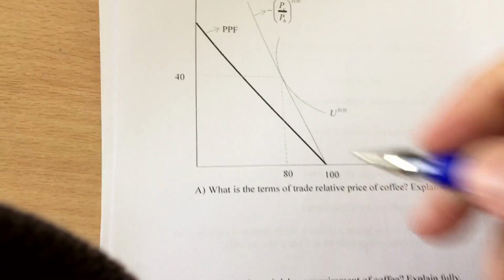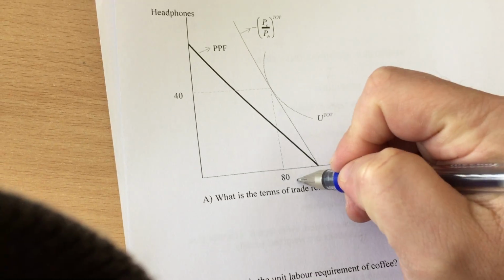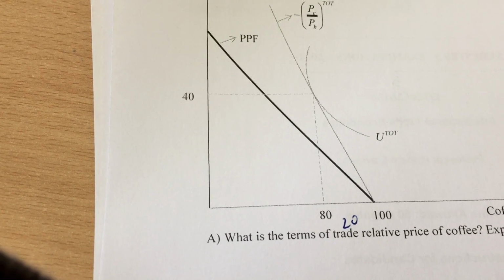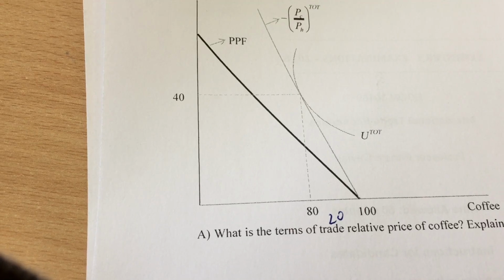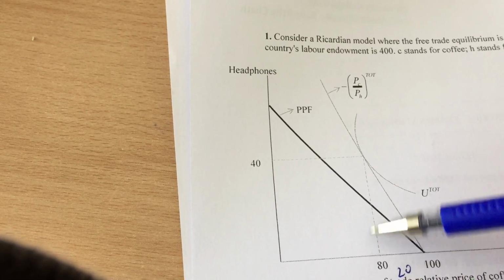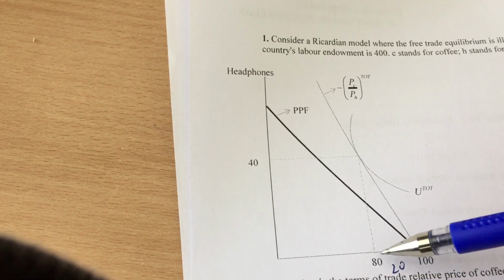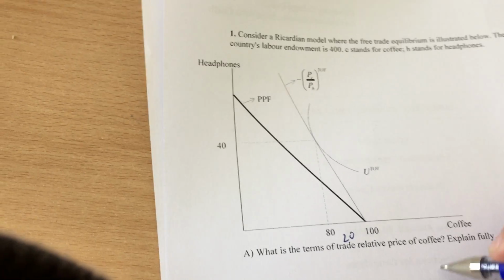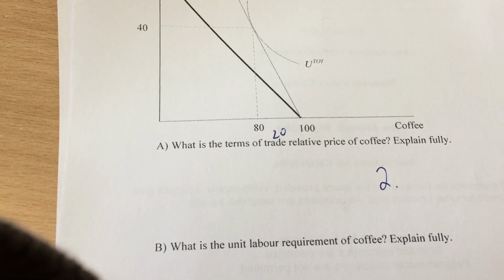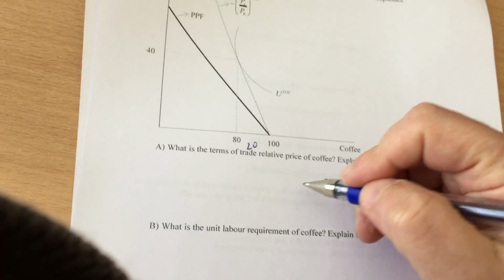Explain fully. So they're producing 100 units of coffee. They're consuming 80 units of coffee, so exports are 20. So what we have then is rise, the imports of headphones of 40 over the run, which is 20. So rise over run is 2. That is the relative price of coffee in equilibrium.